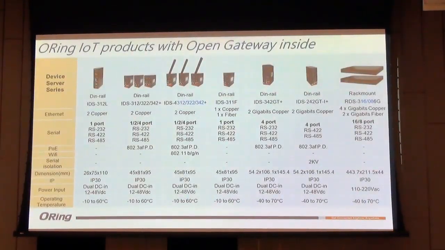And the table is the Oring device server product. You can see from the left side, entry level, to the right side, high level, with different designs providing different specs. Like these, they have two copper ports or fiber ports, and have DIN rail style and wall mount style. And even one model provides Wi-Fi and PoE spec.